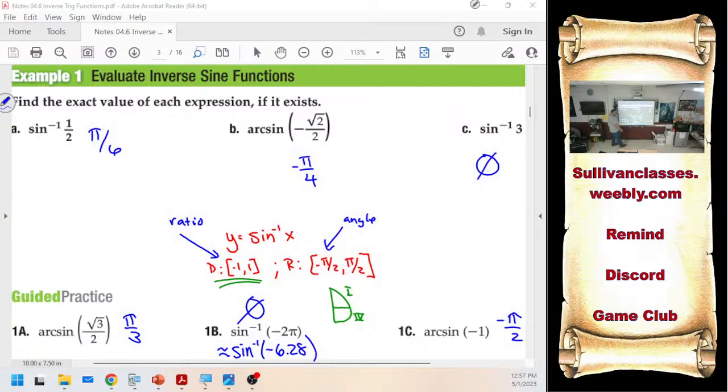Another way to think about this is I'm just doing arc sine. If it's a positive or a negative, it's just in those 2 quadrants. Positive is in quadrant 1, negative has to be in quadrant 4. Just restrict yourself to only looking there.